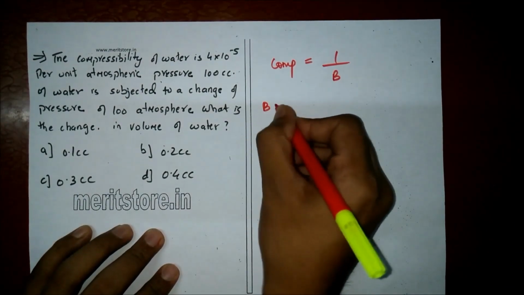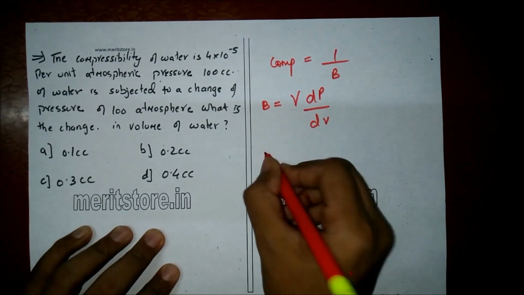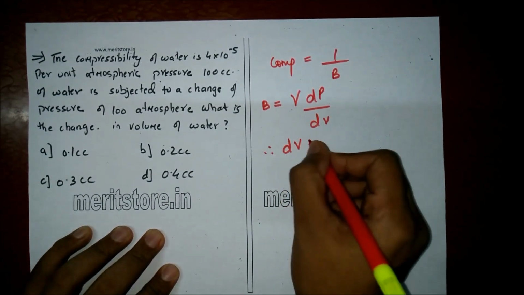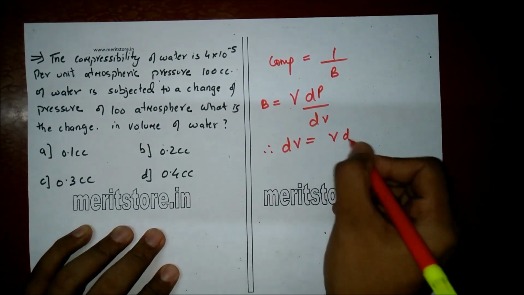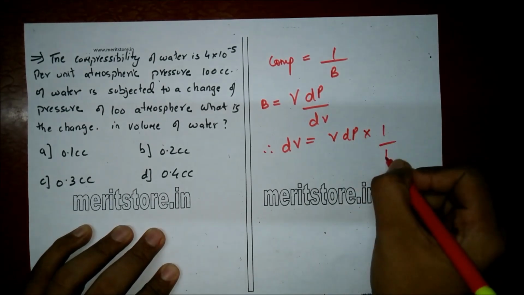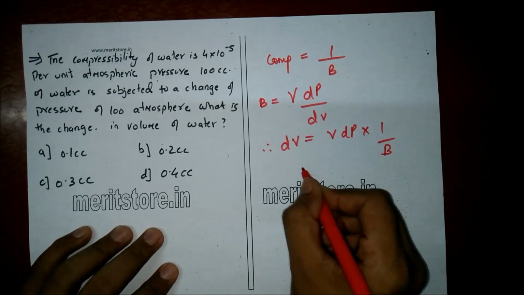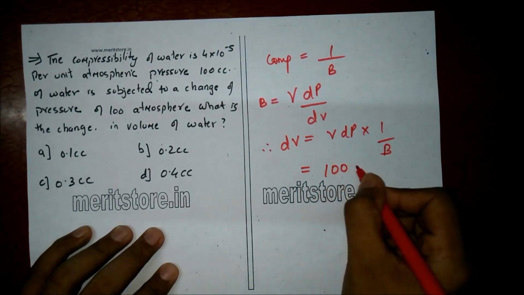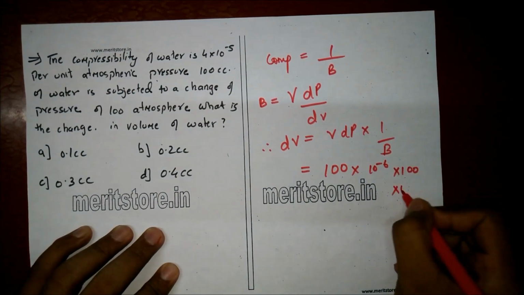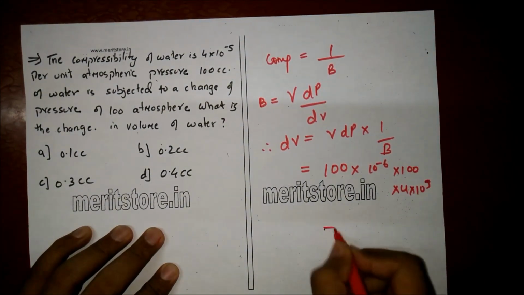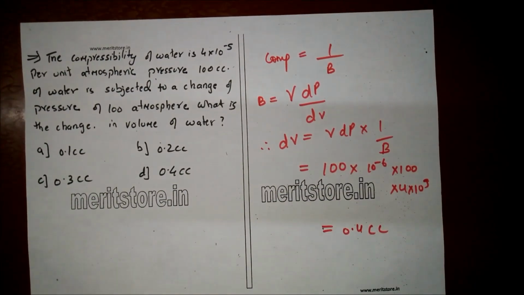Therefore, the bulk modulus B is given by the formula V dP upon dV. Therefore, dV, the change in the volume which we have to calculate, is equal to V dP into 1 upon B. Now 1 upon B is the compressibility, which is given as 4 × 10^-5. Therefore, substituting the values, we get the answer as 0.4 cc, which is the change in the volume. Therefore, the correct answer will be option D.